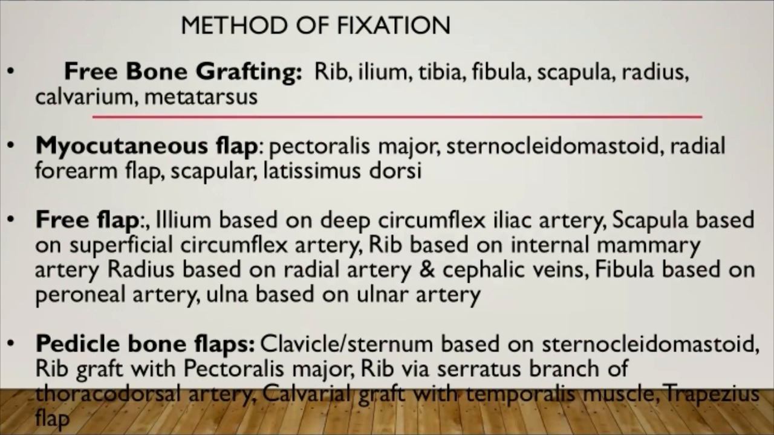Pedicled bone: we have the clavicle with sternum based on the sternocleidomastoid, rib grafts with the pectoralis major. We have rib based on the serratus branch of the thoracodorsal artery. Then we have the calvarial grafts with temporalis versus the trapezius flap.